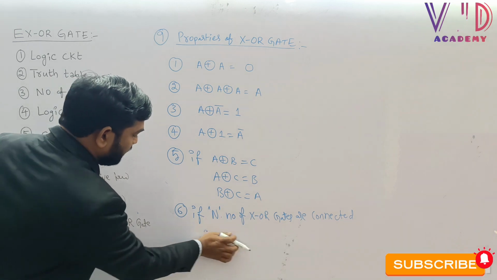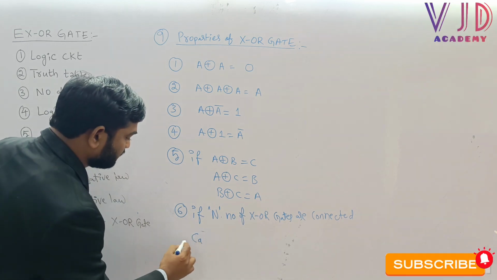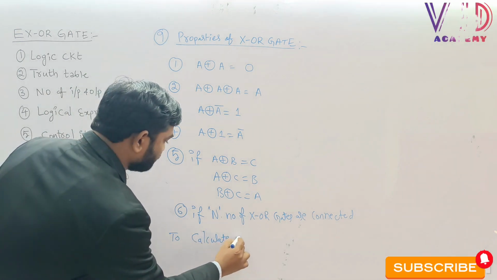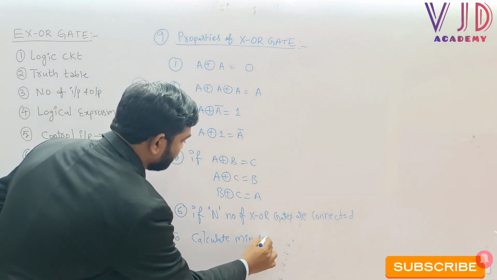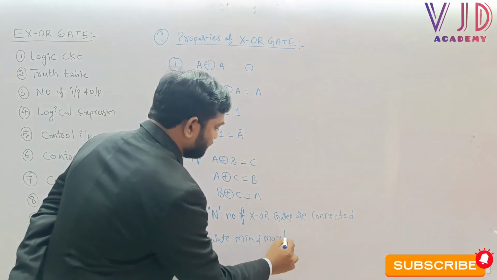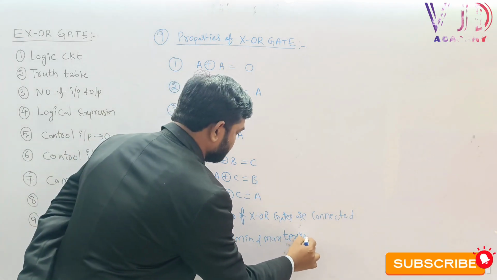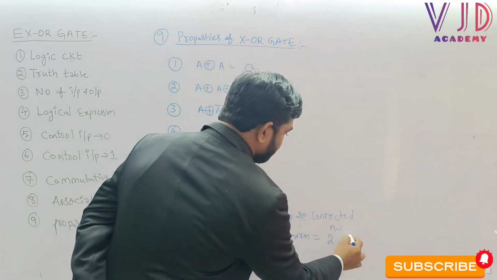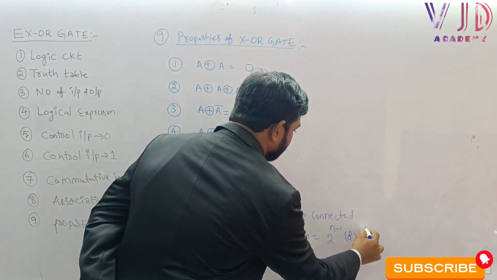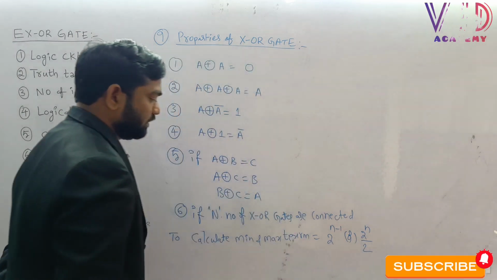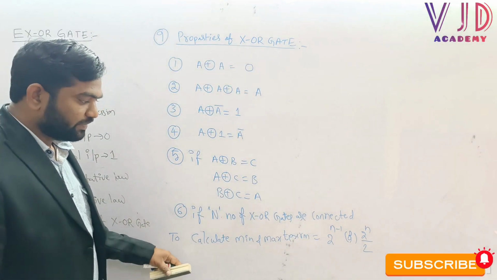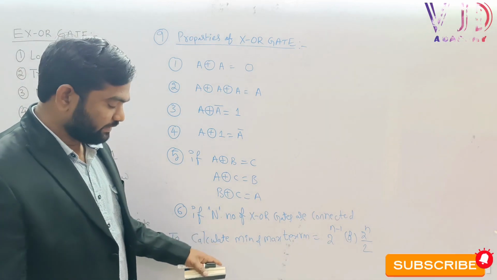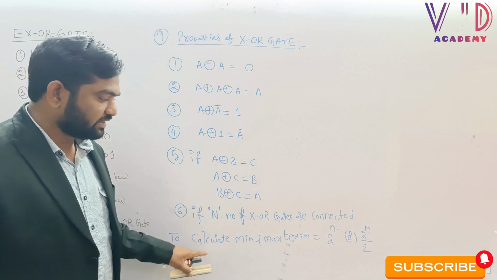To calculate min and max terms, we have an equation called 2 power n minus 1, or we can also write it as 2 power n by 2. So this is the equation to calculate the min terms and max terms. What a min term is and what a max term is, we are going to see. As of now, let us try to understand this equation.